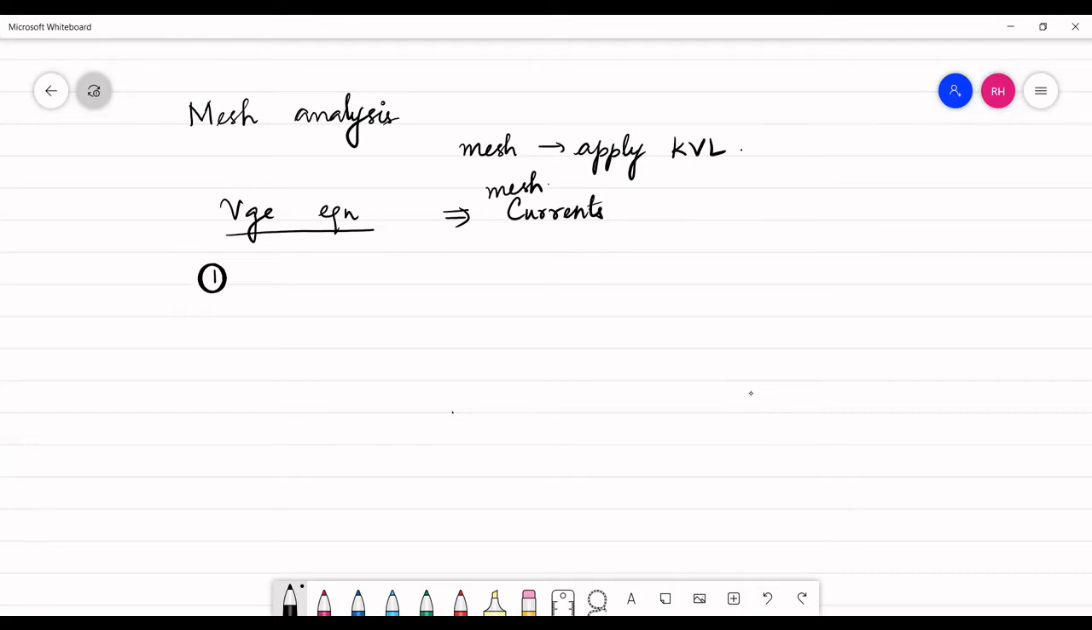The first step is to identify the meshes. So first let us identify the meshes and let us assume mesh currents. Assuming mesh currents is of our own freedom, we could assign any direction for the mesh currents. There is no strict rules to be followed while assuming the mesh currents.